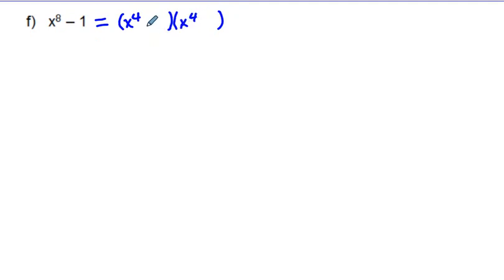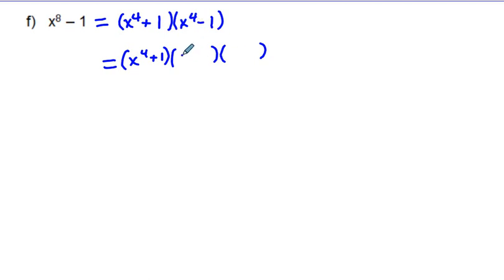And then we have plus and minus 1. Okay, are we done now? No, because we can further factor this x to the 4th power minus 1. So we can rewrite this as quantity x to the 4th power plus 1, because we cannot factor this binomial.